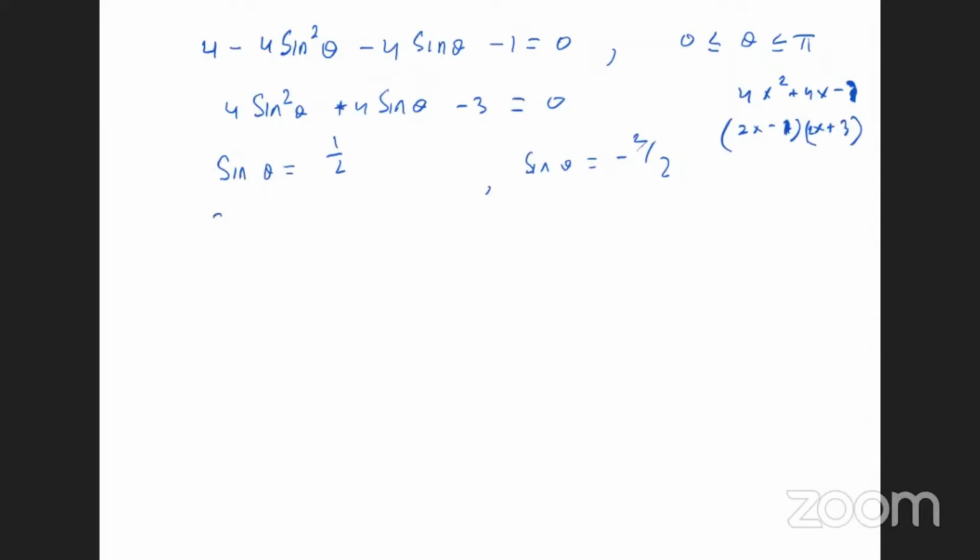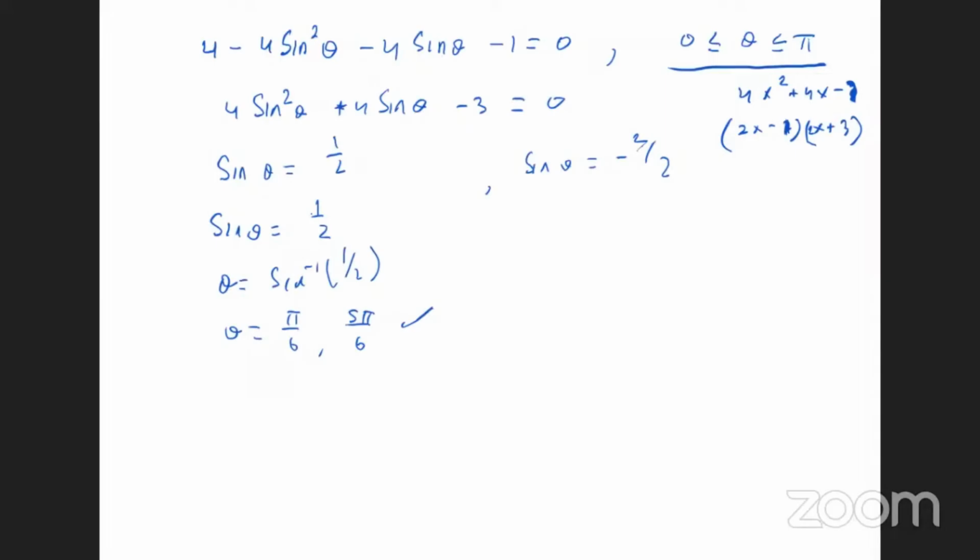So we come here and we find sine theta is equal to a half. Theta is equal to sine inverse a half. Theta is equal to pi on 6, and that's 30 degrees, right? And 5 pi on 6. Is that within the range? Yeah. The range is 0 to pi. So we got two solutions.